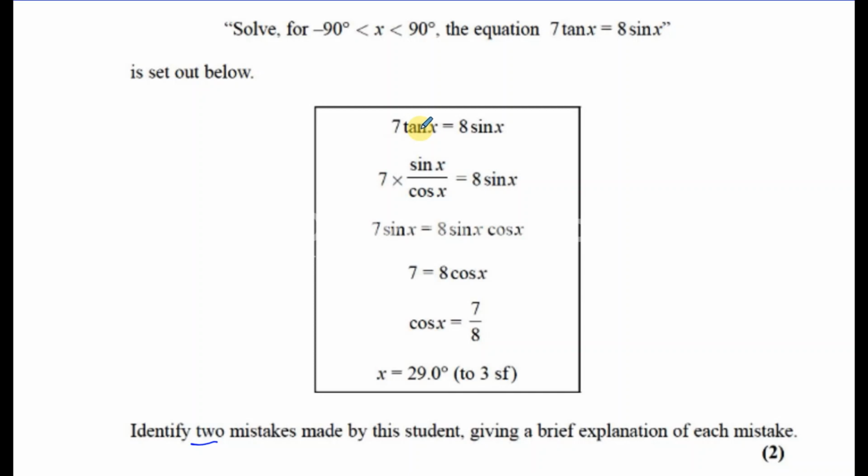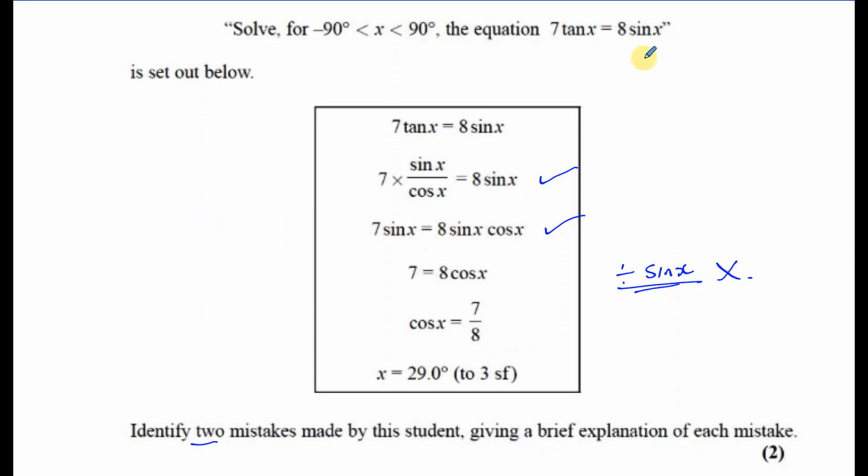Tan x is equal to sin x over cosine x using the identity. That's correct. So that line seems correct to me. Then multiply both sides by cosine x. That seems correct as well. Now what have they done? They've divided by sin x. Now that's going to cause a problem. We're going to lose a solution from this.